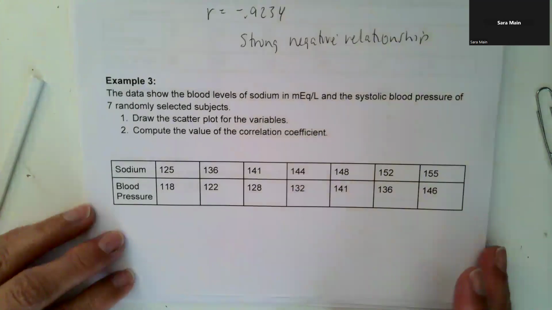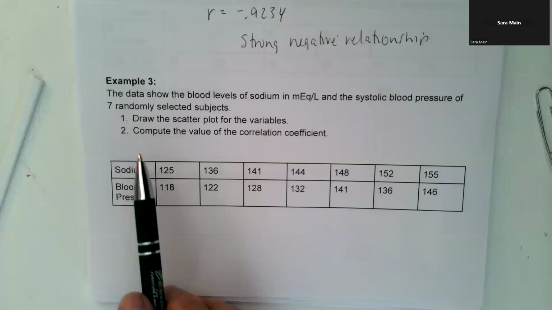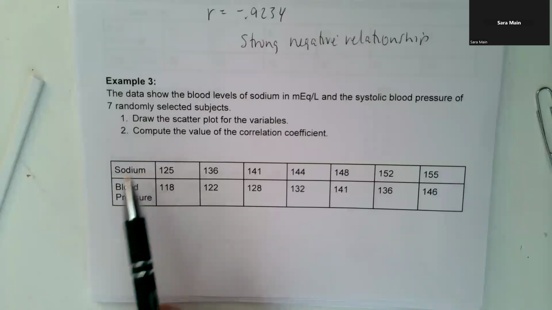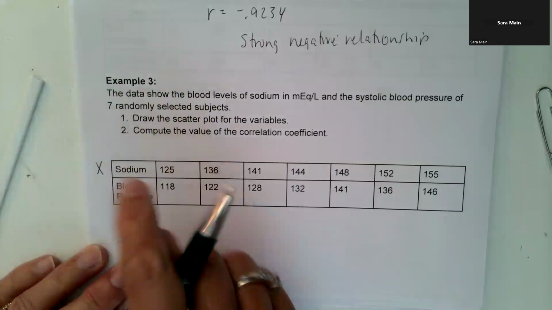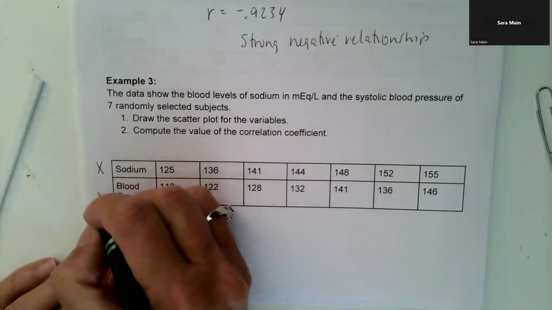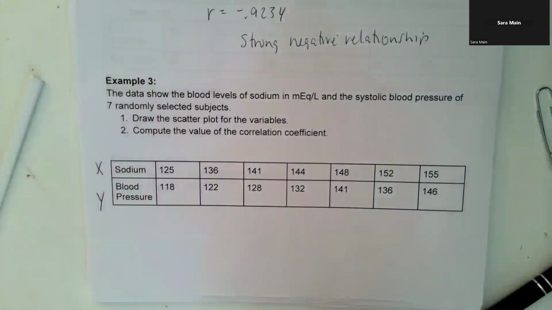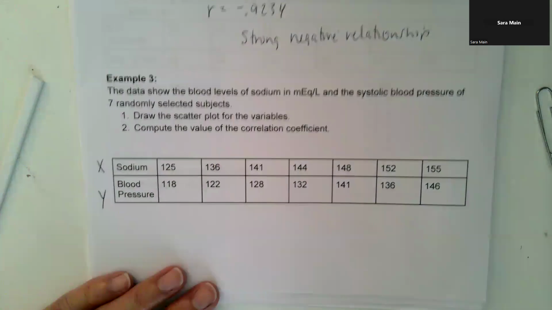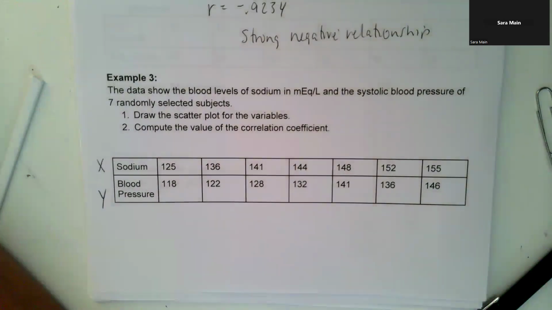Okay, we're going to do the same thing here with example 3. So let's go ahead to Desmos. We're going to enter in the sodium level in the X and the blood pressure in the Y. And then we're going to type your command in Desmos.